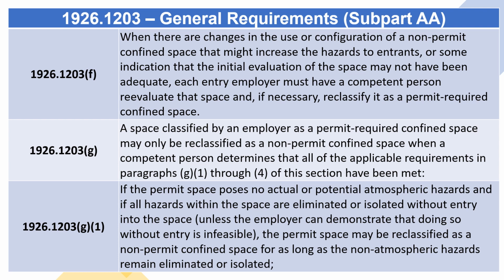1926.1203(g). A space classified by an employer as a permit-required confined space may only be reclassified as a non-permit confined space when a competent person determines that all of the applicable requirements in paragraphs (g)(1) through (4) of this section have been met. 1926.1203(g)(1). If the permit space poses no actual or potential atmospheric hazards and if all hazards within the space are eliminated or isolated without entry into the space, unless the employer can demonstrate that doing so without entry is infeasible, the permit space may be reclassified as a non-permit confined space for as long as the non-atmospheric hazards remain eliminated or isolated.